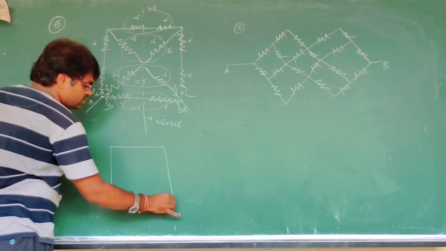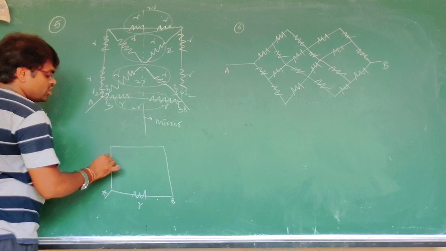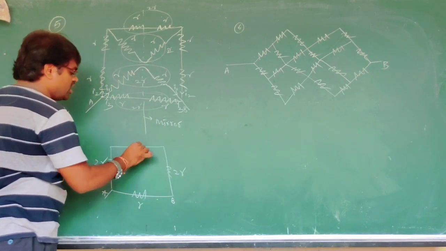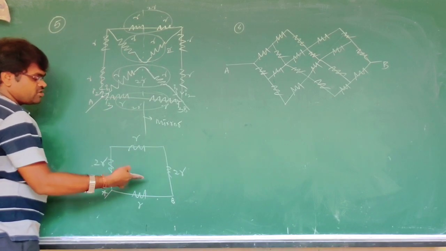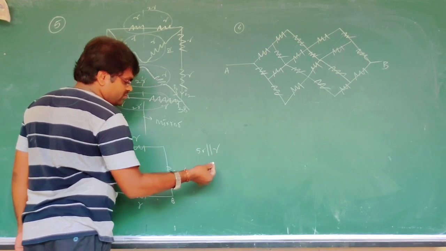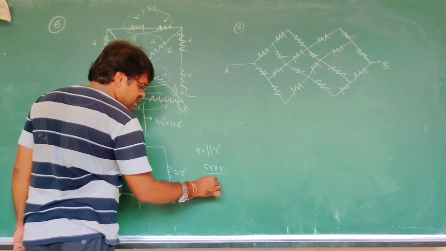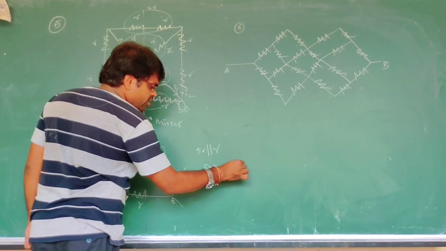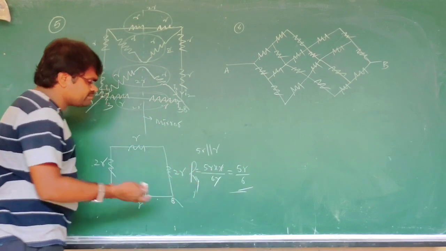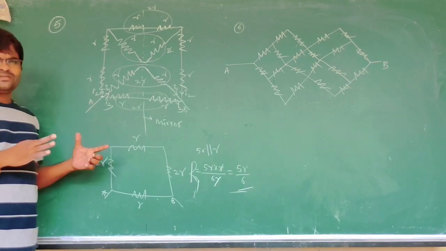Now what? A, B. 2R parallel means it's R. It is 2R because of series. 2R. Now here R. Now 5R and R: 5R is parallel to R. Then what answer? 5R into R by 6R, cancel, 5R by 6. That is R equivalent. It's simple, don't fear at first.